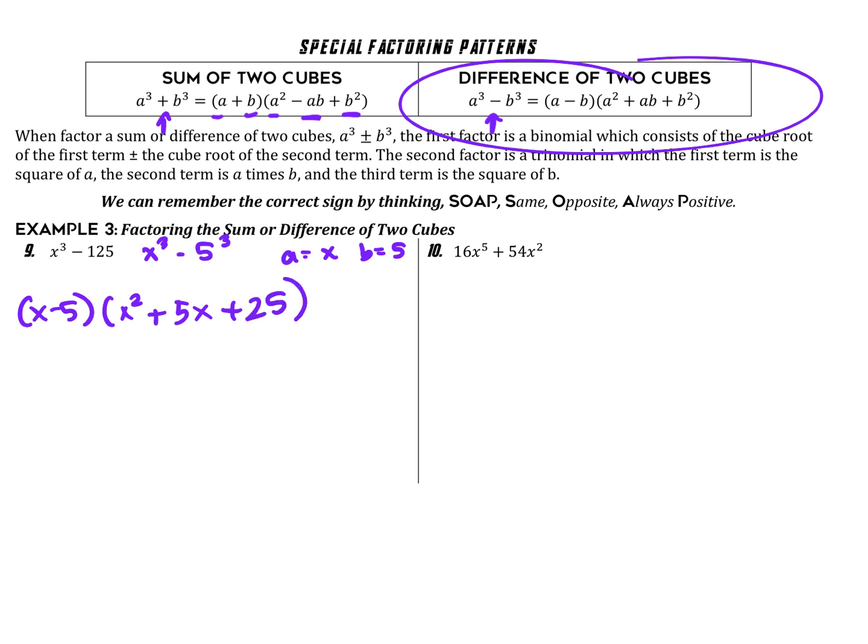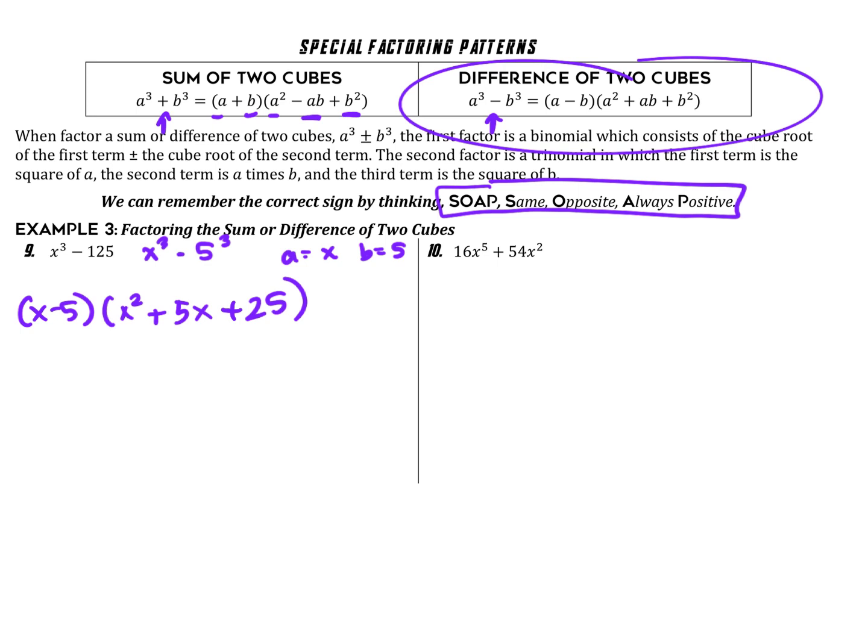The way that the signs work, there's this little acronym here that might help you, is that the signs are SOAP. The first sign is the same as it was in the original problem. The second sign is always the opposite of whatever that first sign was, and the last sign is always positive. So let's go ahead and look at number 10.